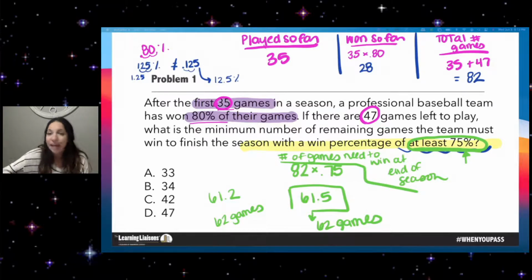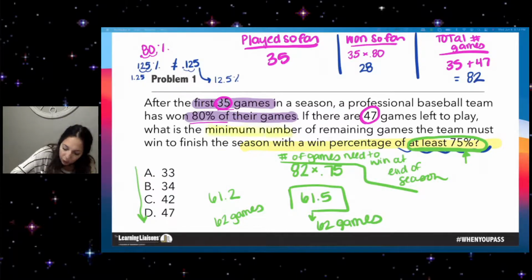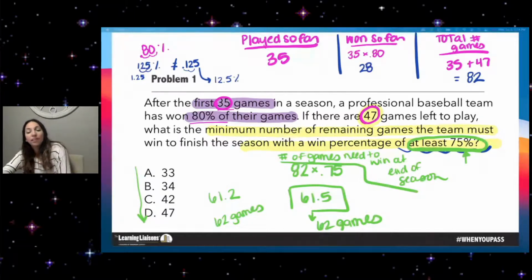Now, that's not my answer. And in fact, that should be one of the answer choices, to trick us. How am I going to figure out how many games they still need to win? What is the minimum number of remaining games they have to win? Well, the remaining games is 47. So I need to figure out how many they need to win out of that 47.